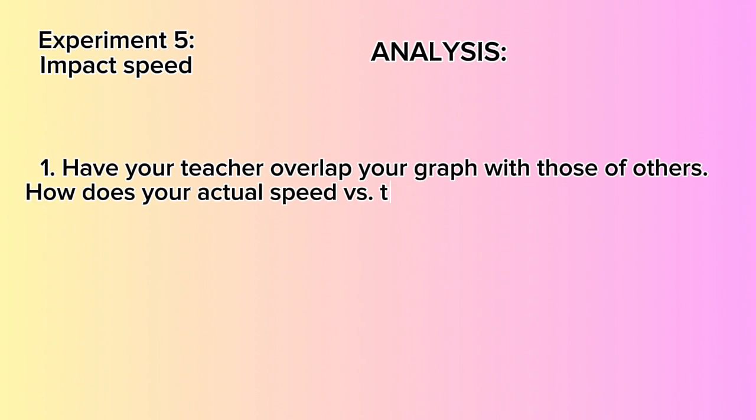How does your teacher overlap your graph with those of others? How does your actual speed versus time curve compare with theirs? Our actual speed time curve is higher than the theoretical curve and those of other groups. This happened because our measured times were shorter, which made our computed speeds look faster. The difference shows human reaction error during manual timing.